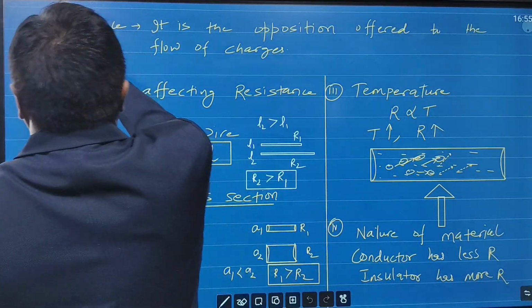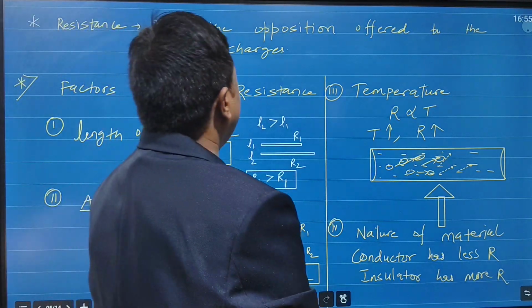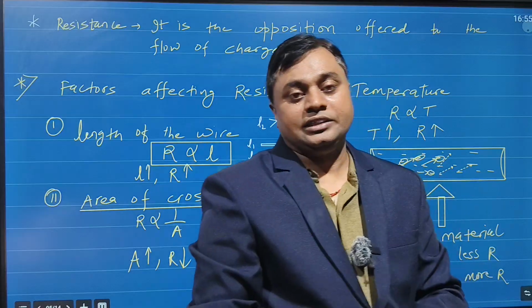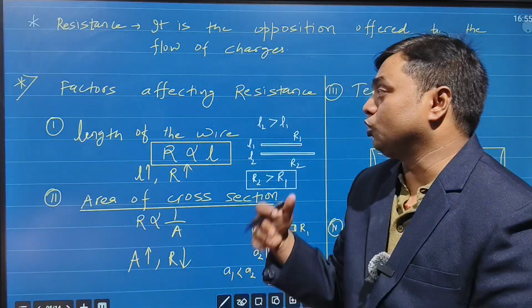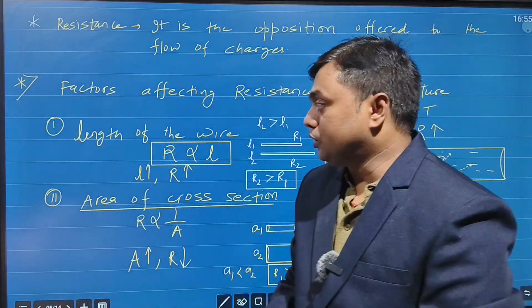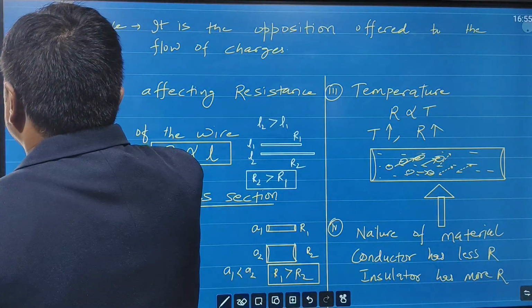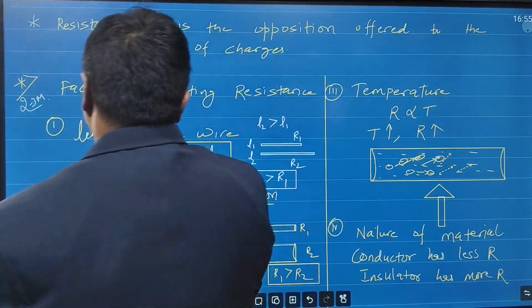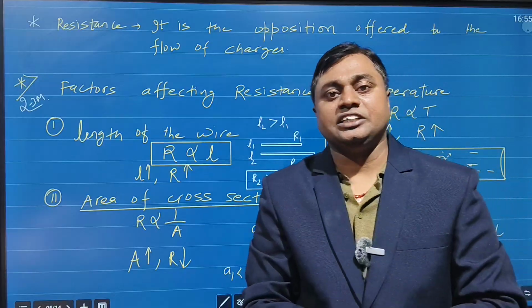Okay, what is resistance? Resistance is the opposition offered to the flow of charges. And the SI unit is ohm. They may ask you for 2 to 3 marks about the factors affecting resistance. There are basically 4 factors which affect the resistance.